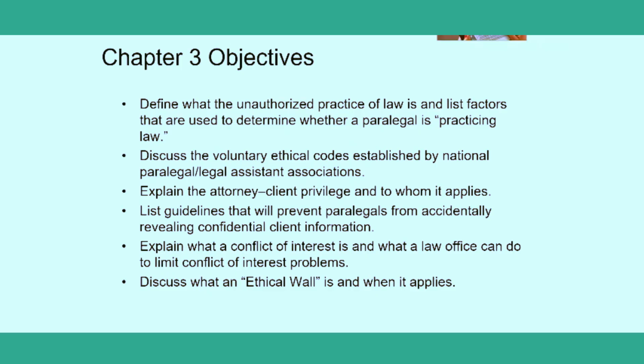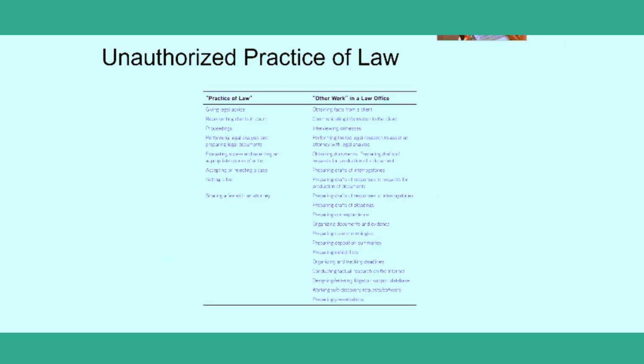The main objective for this one is the unauthorized practice of law. The first one is listing the factors that are used to determine whether a paralegal is quote-unquote practicing law. This is a great little chart. Nearly every state has criminal statutes that prevent non-lawyers from practicing law. And these laws may place criminal sanctions on non-lawyers, including paralegals, who are found to be practicing law.